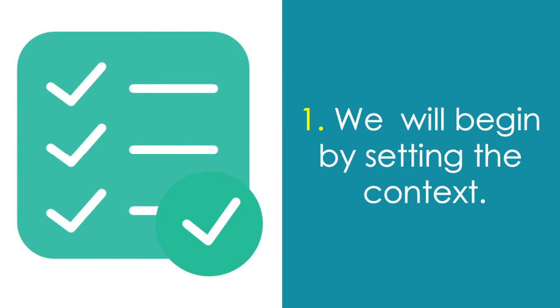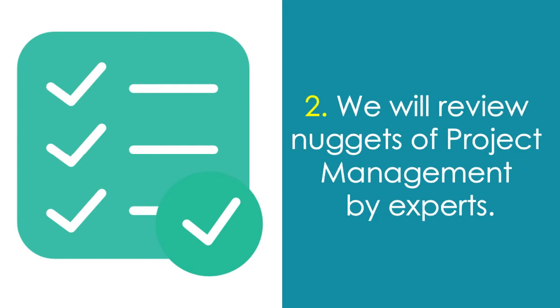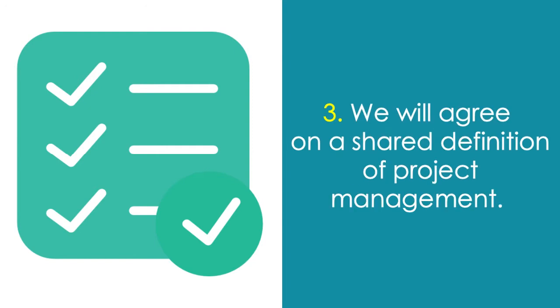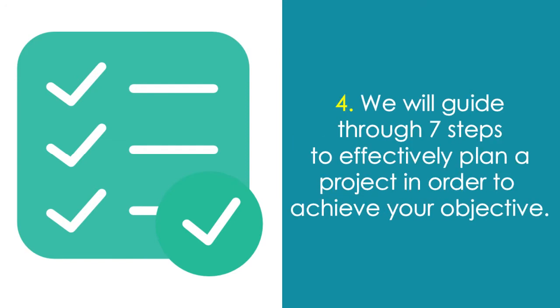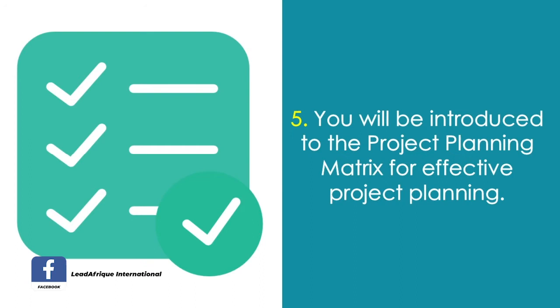In terms of an outline, we'll begin by setting the context. Two, we will review nuggets of project management by experts. Three, we will agree on a shared definition of project management. Four, we will guide you through 7 steps to effectively plan a project in order to achieve your objectives. And finally, you will be introduced to the project planning matrix for effective project planning.